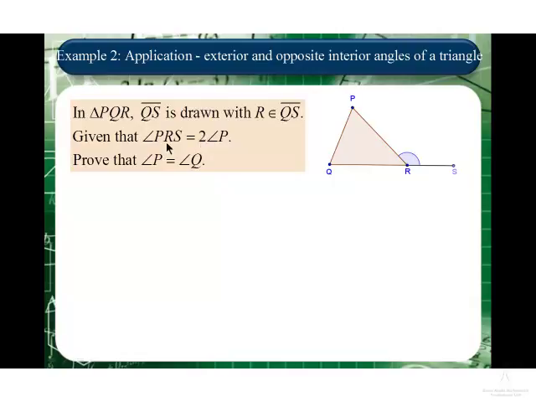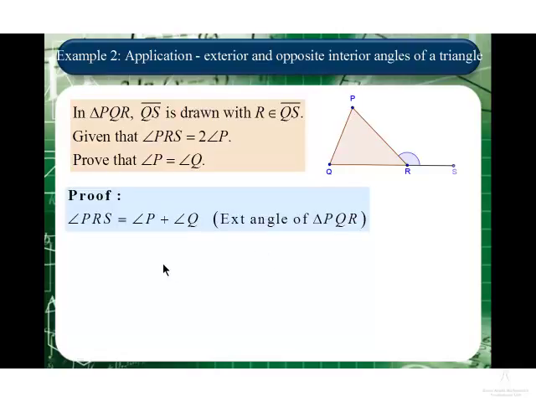Now, if it is given to us that the angle PRS, or the exterior angle in this case, is twice the size of the angle P, the opposite interior angle, we have to prove in such a case that the two opposite interior angles are in fact the same size. How do we do that?